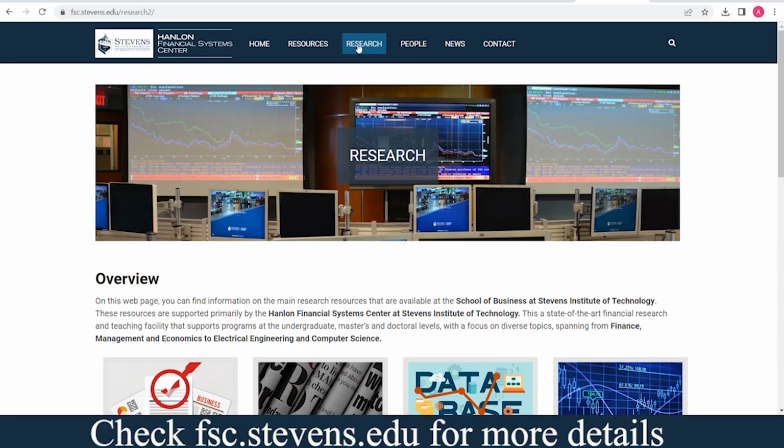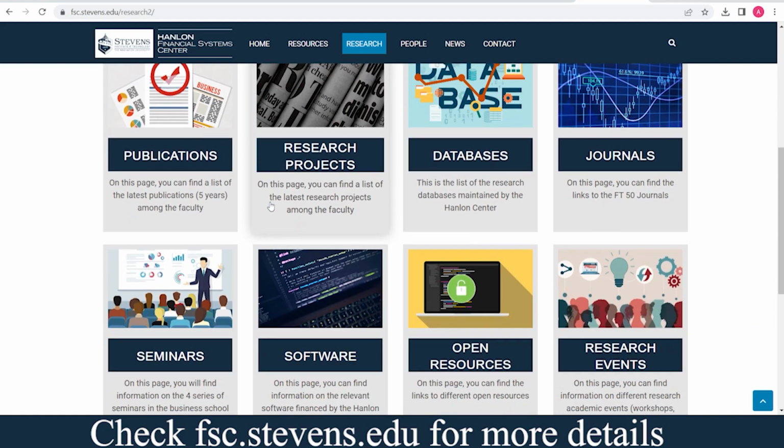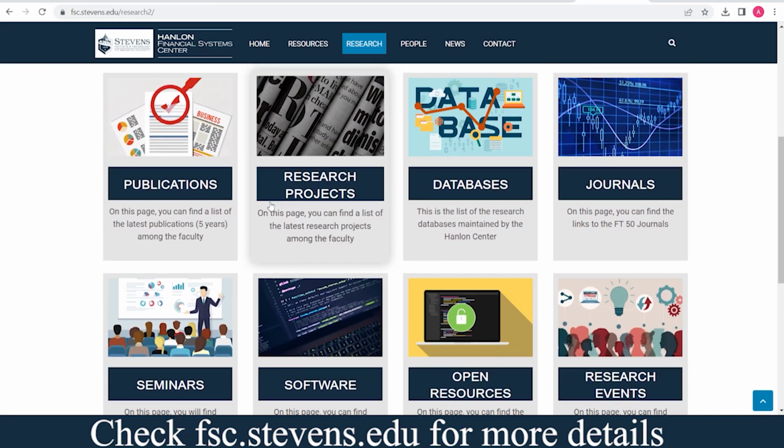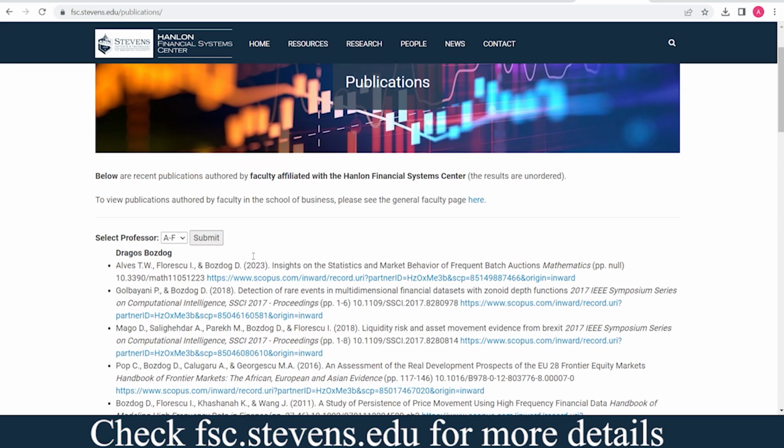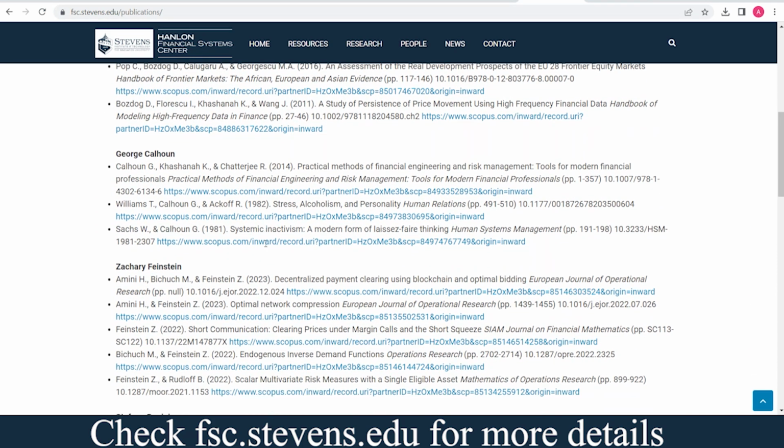So I was given the task to build the web page, and as Professor talked, we have combined all the resources that one needs to do research. The basic design was that we have 8 frames, and one of the frames is publications, which collects all the publications published by the professors at Stevens Business School.